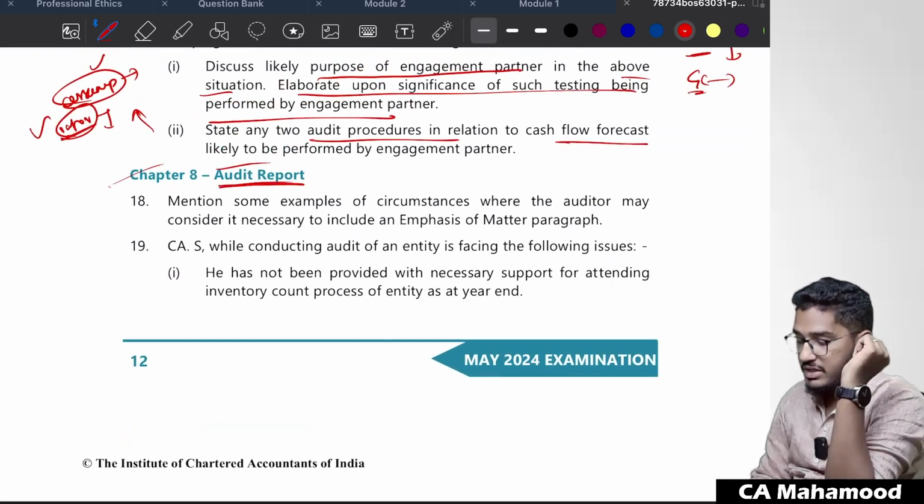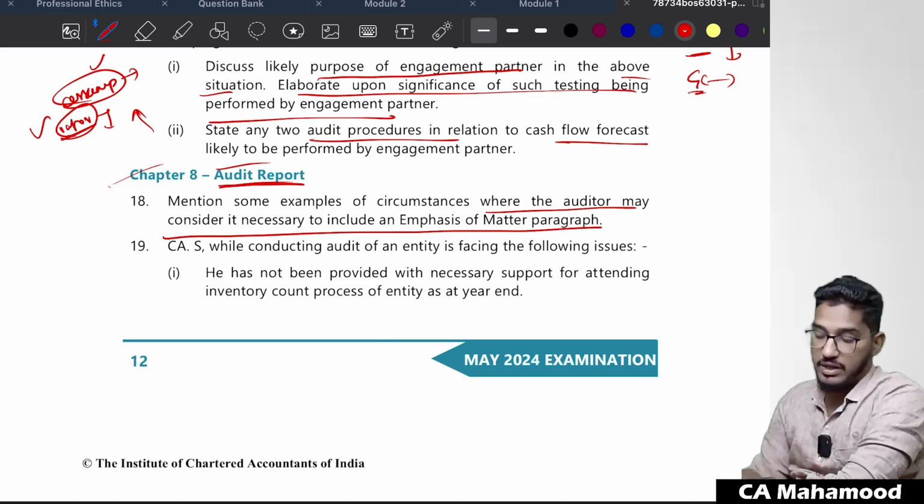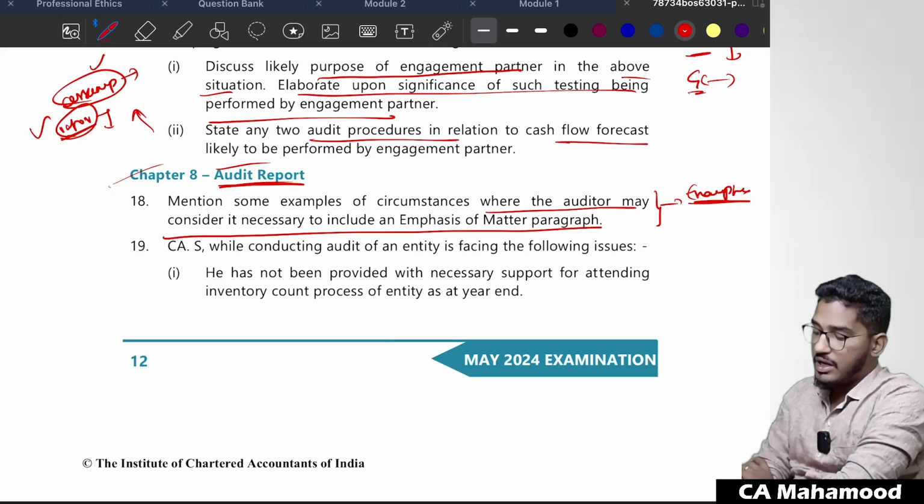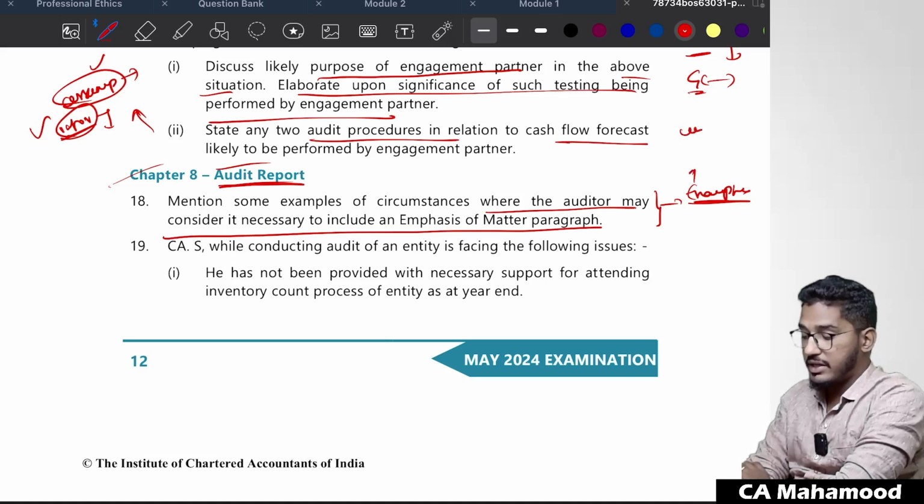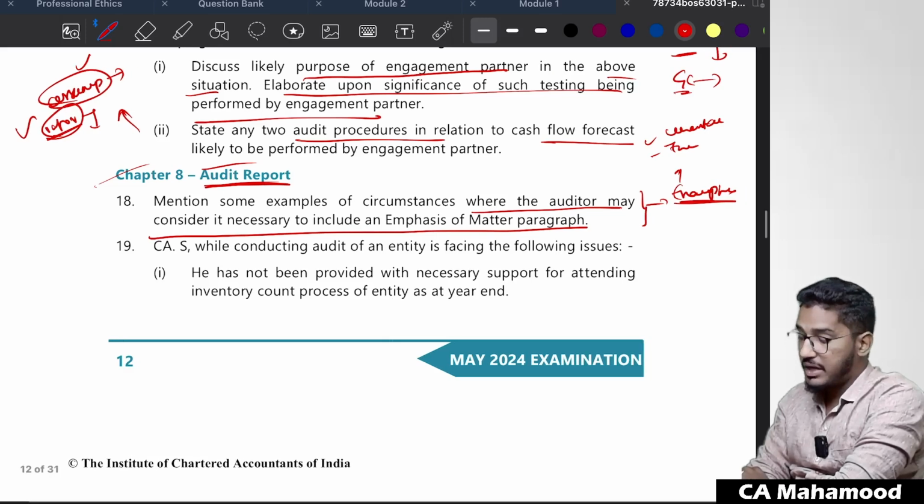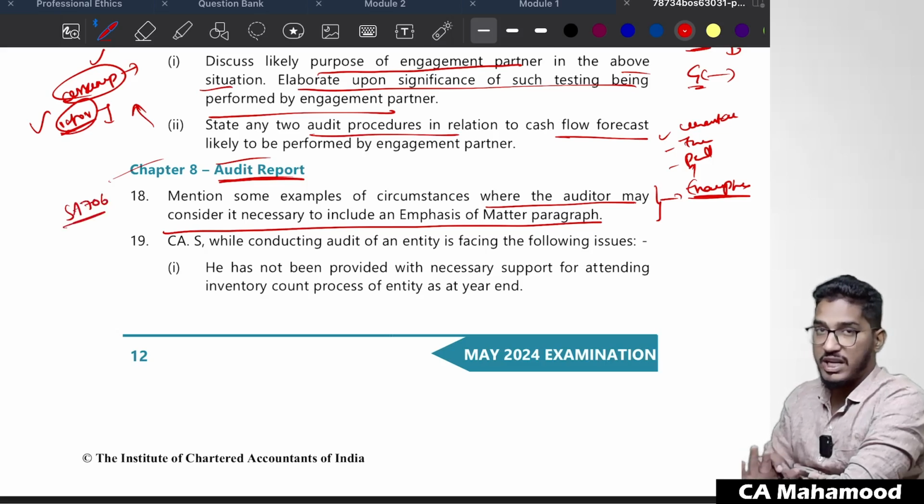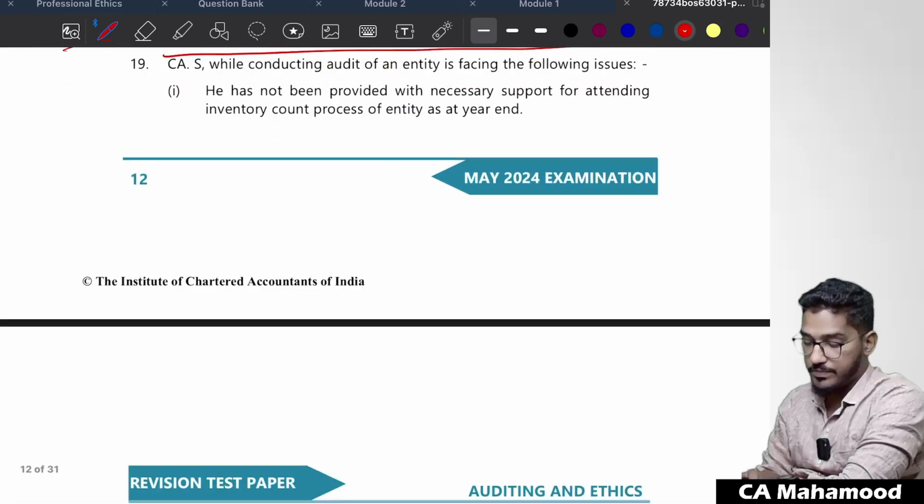Audit report. Mention some examples of the circumstances where the auditor may consider it necessary to include an emphasis of matter paragraph. They are asking you to write a few examples of the matters which can be highlighted in the emphasis of matter. What are the examples of the matters, guys? For example, if you find any uncertainty of outcome of a litigation, or if there is any fire accident, that can be explained as an emphasis of matter paragraph. Similarly, if there is any pending litigation, you can explain it as a key or emphasis of matter. Like that, a paragraph will be there in SA 706 that you can refer. Whatever examples we have given in the material, you have to reproduce those examples here.